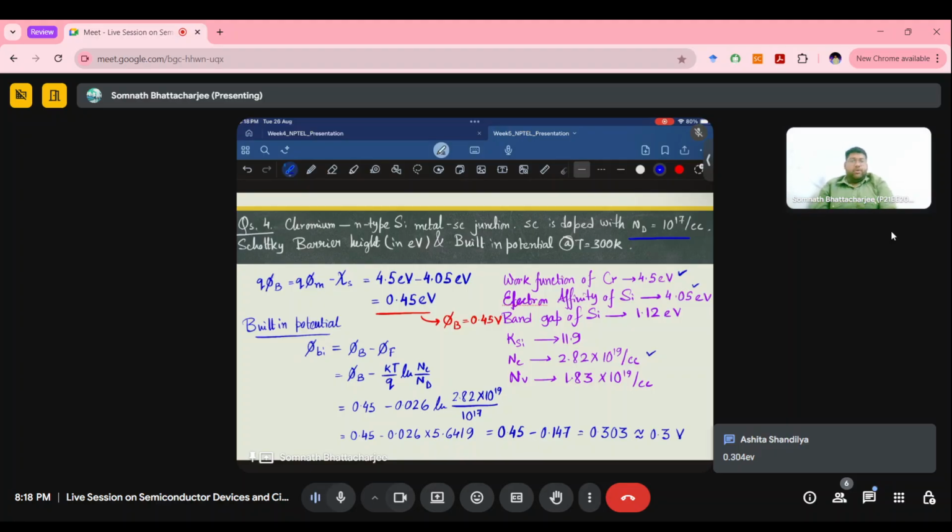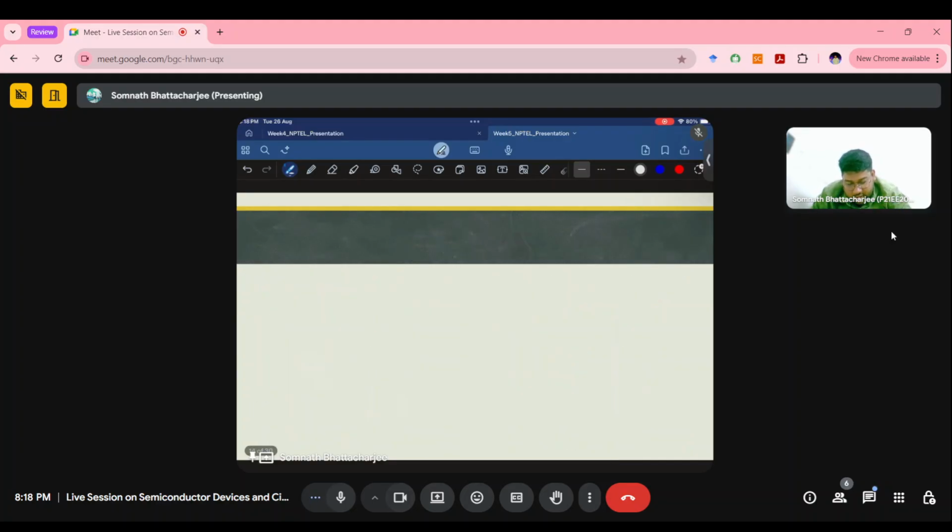Based on the correction, I have got the value of 0.306, so that's why I am writing it like this. So the value is this. Now we'll change the problem with this.